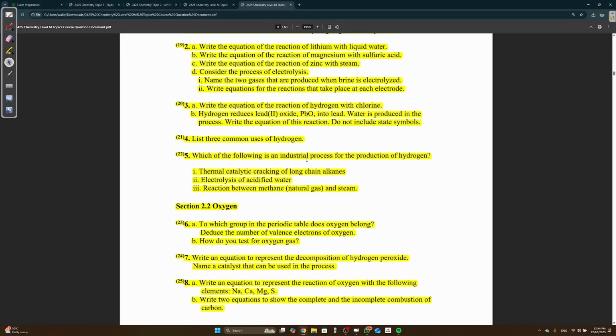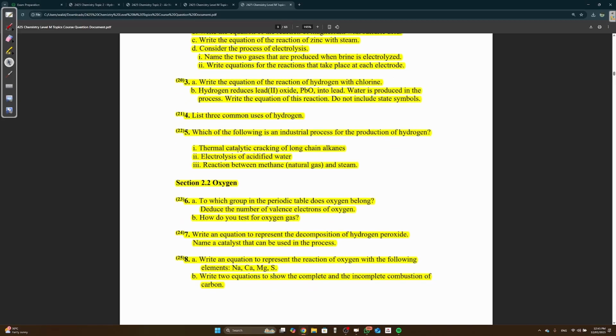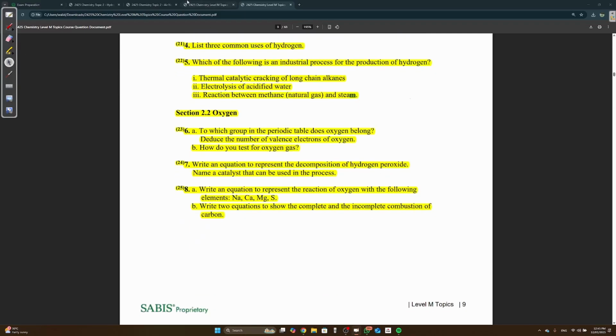Which of the following is an industrial process for the production of hydrogen? What is the industrial process? Thermal catalytic cracking of long chain alkenes. We said yes, that is an industrial process. Electrolysis of acidified water. Yes, that's also one of the industrial processes. Remember when we were talking about the hydrogen fuel cell? And the reaction between methane and steam, that was actually the one mentioned in the notes. So these three. Which one was the laboratory preparation? The lab preparation, remember, was metal plus acid. Oxygen.